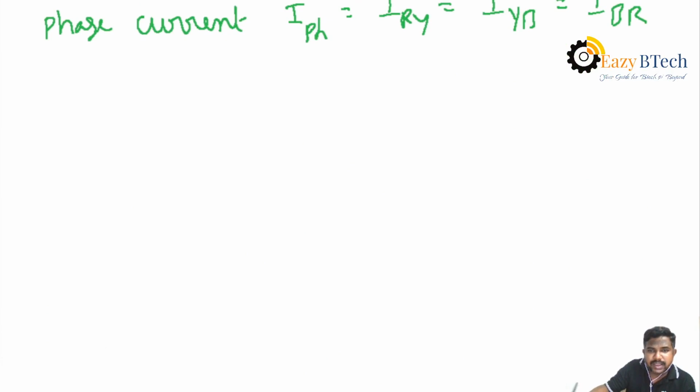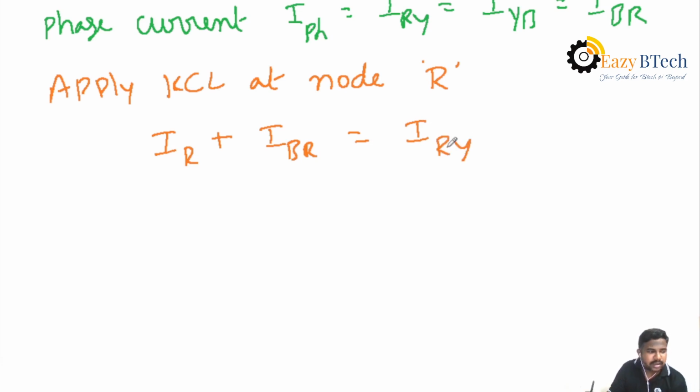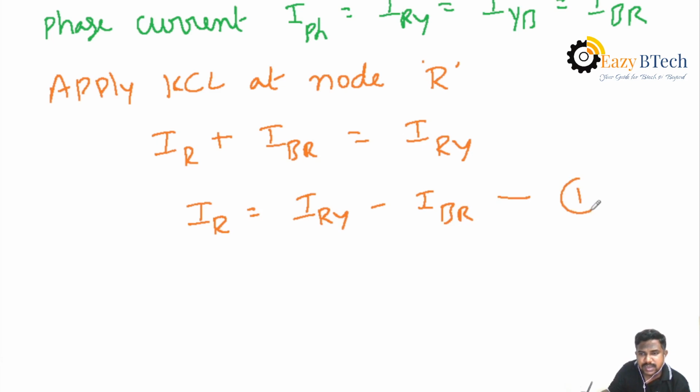Then, first of all, we have to find out at one node, that means apply KCL at node R. Okay. Then what is KCL? Sum of entering currents is equal to the sum of leaving currents. Then at node R, the entering currents are IR plus IBR, equal to the leaving current IRY. From that, the line current IR equals IRY minus IBR. So this is considered equation 1.